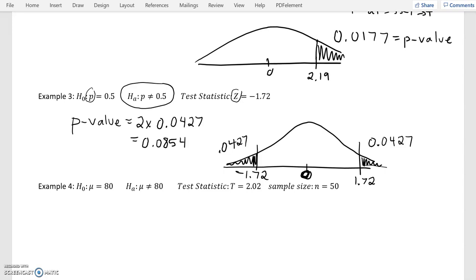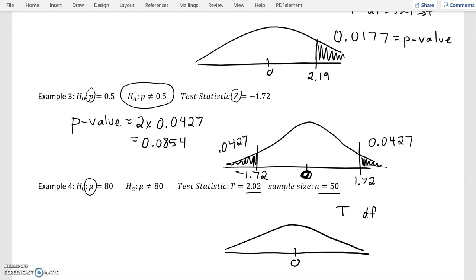And one more example. This one is a test for a mean, population mean mu again. The null is that it's equal to 80. The alternative that the mean is different from 80. We've got a t-test statistic, taking the value 2.02. The sample size is n equals 50. So again, since I'm working with means, and I've calculated a t-test statistic, I'm going to be working with a t-distribution to find the p-value. The t-distribution that I'm going to be working with has degrees of freedom equal to n minus 1. N is 50, so there's 49 degrees of freedom.